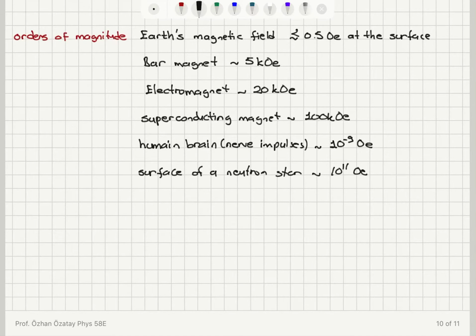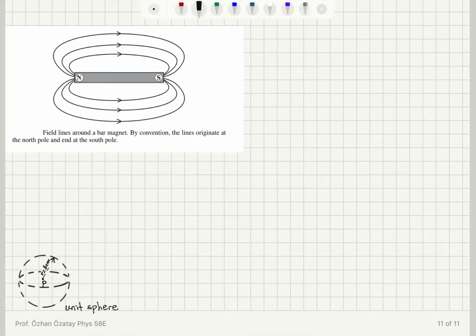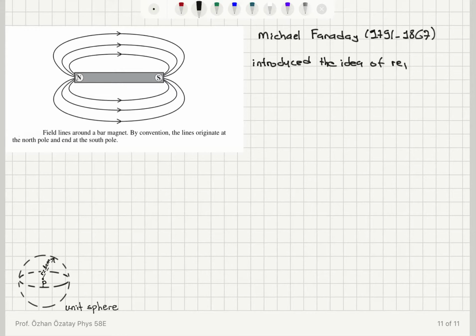All right, so Michael Faraday, 1791 to 1867, a great physicist, introduced the idea of representing a magnetic field by using lines of force.